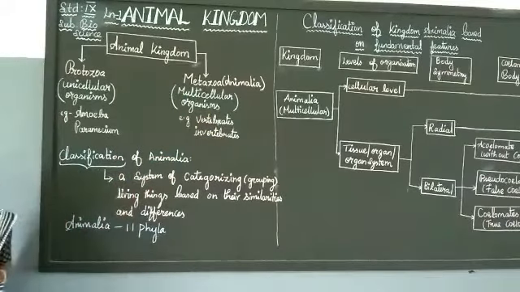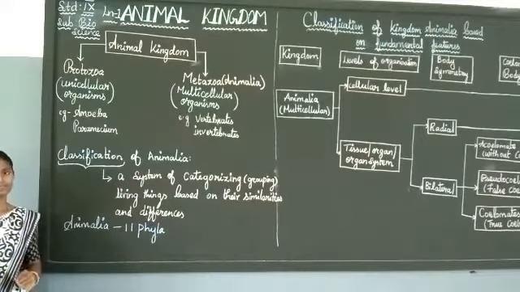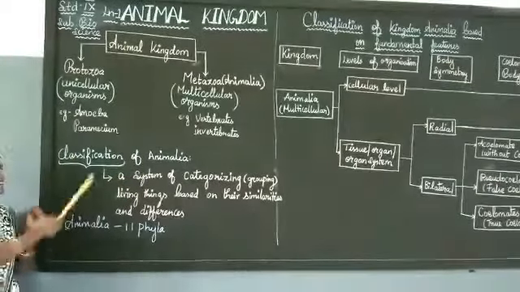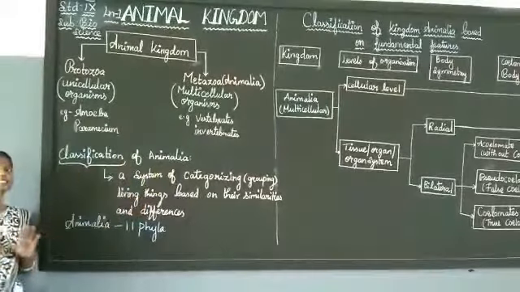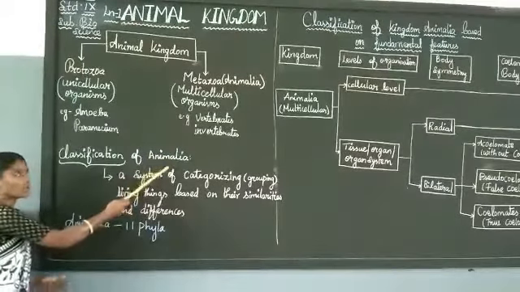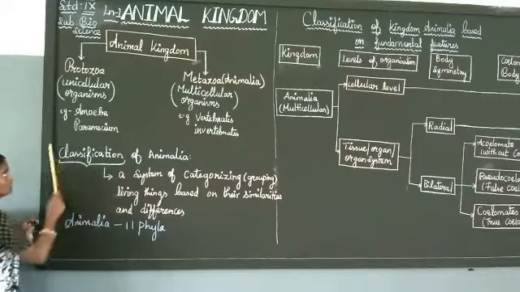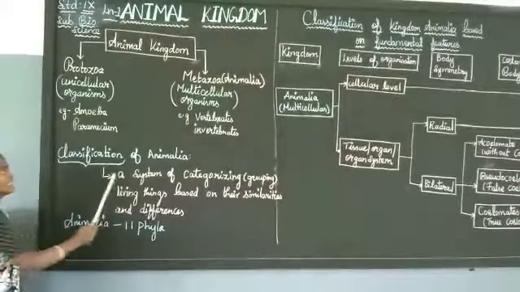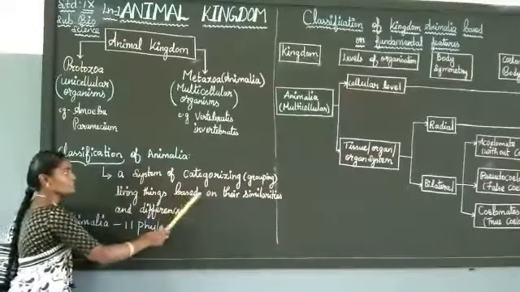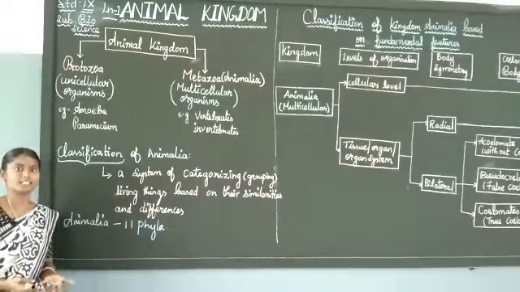Okay. Let us see how this metazoa is classified into 11 phyla. That is classification of Animalia. Animalia is nothing but metazoa. It is also called classification of metazoa. What is meant by classification? Classification is nothing but a system of categorizing or grouping living things based on their similarities and differences. Based on their similarities and differences, we are classifying.